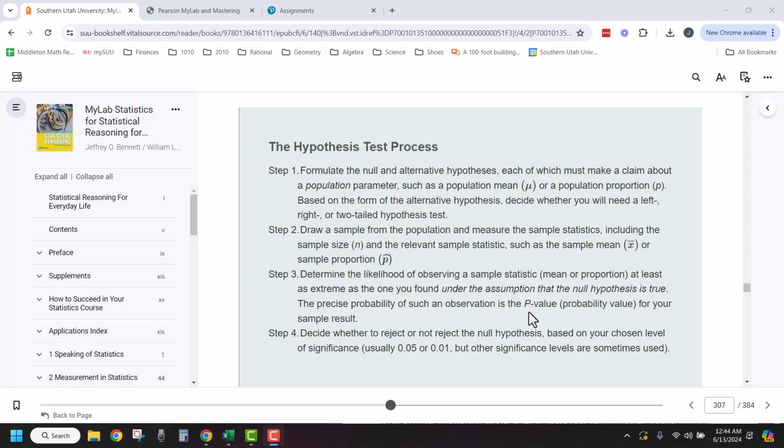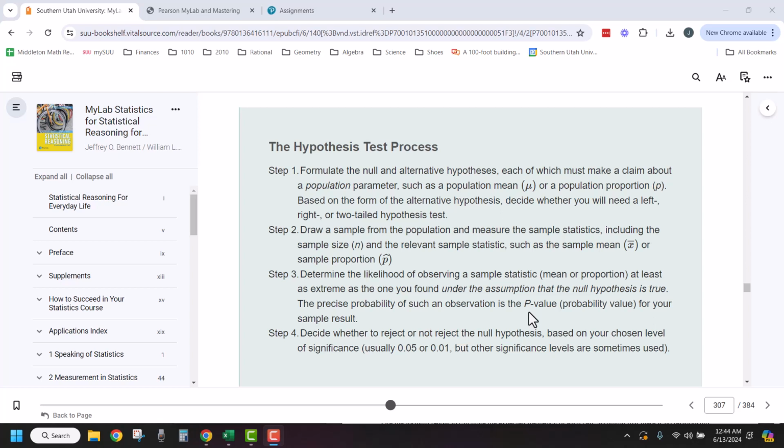And then your alternative hypothesis is that the population parameter, whether it's the population mean or the population proportion, is actually significantly different than whatever that null hypothesis was. So that's your first step of the hypothesis test process.